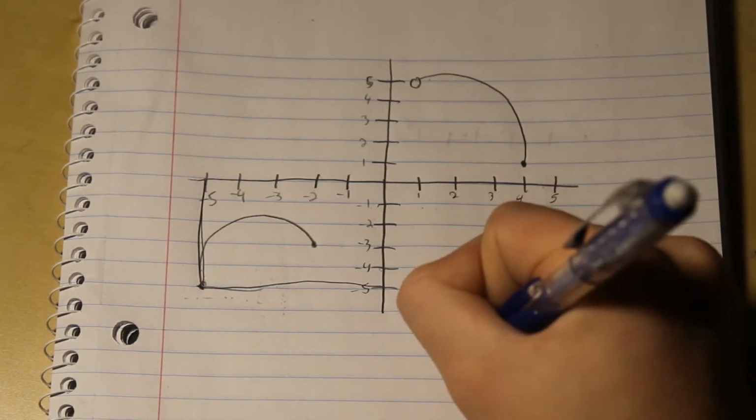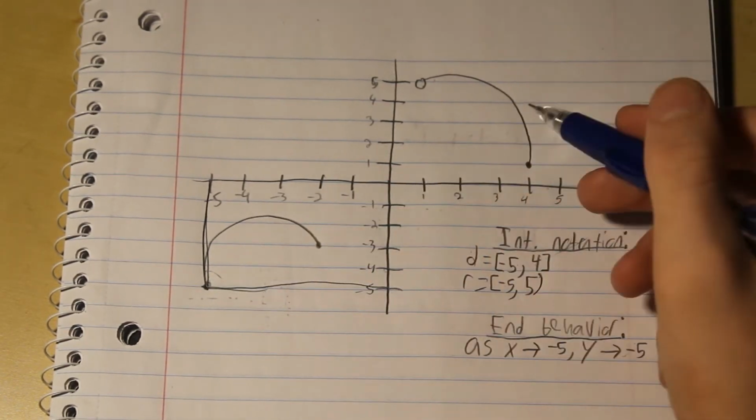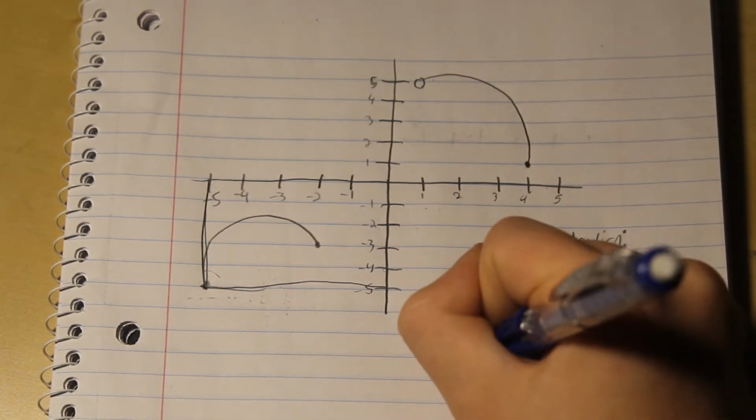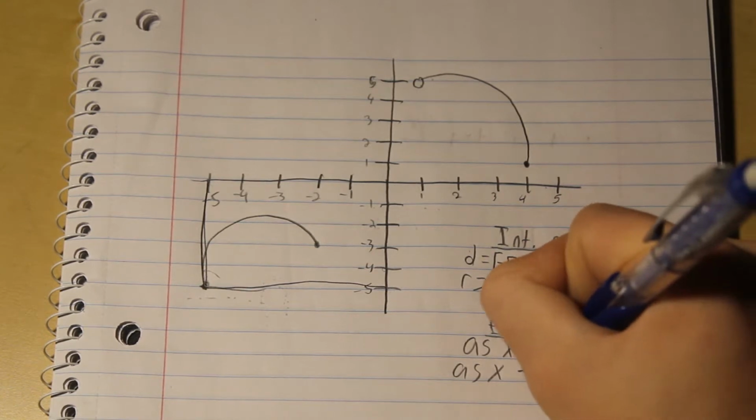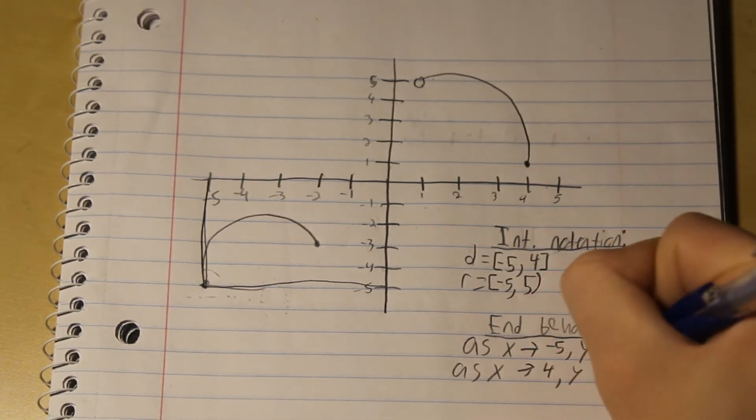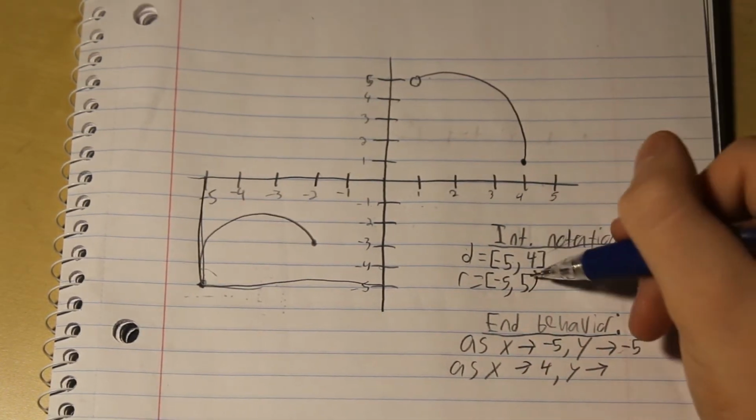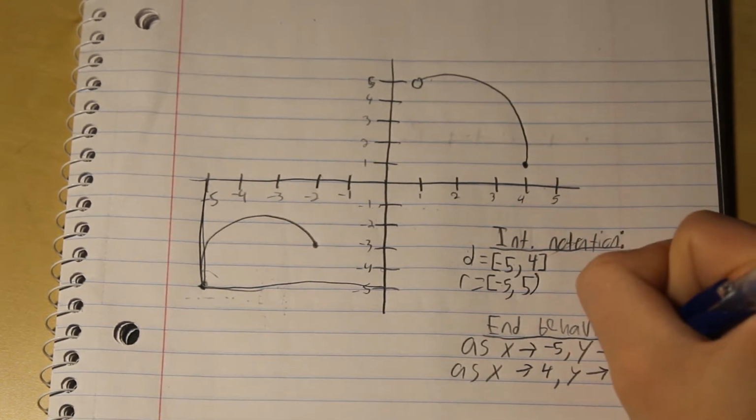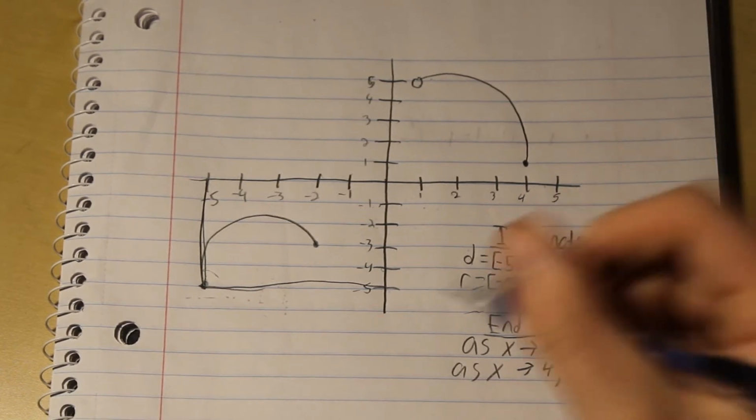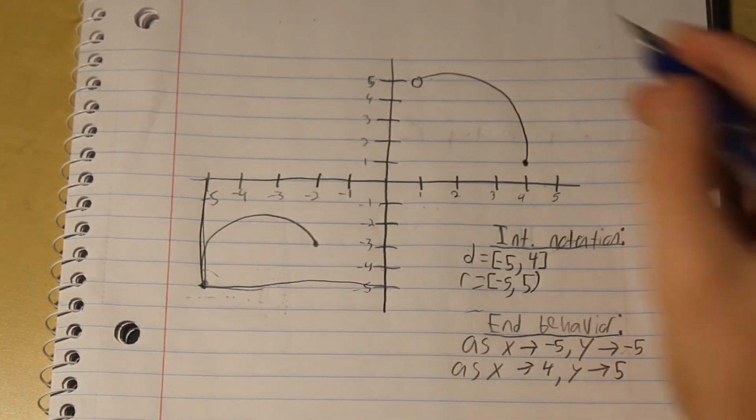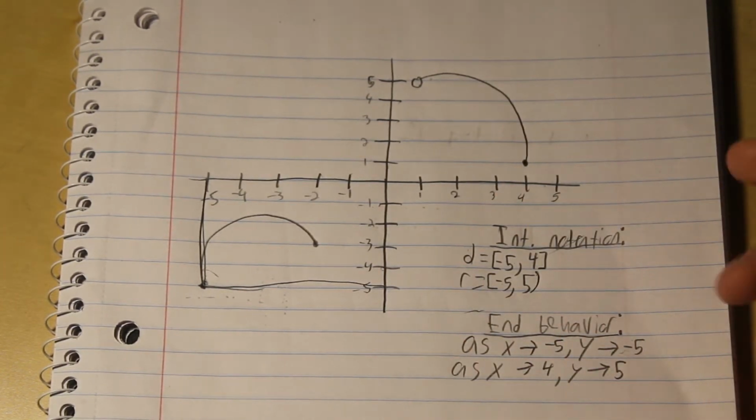And then on the other side of the graph, it would be as x approaches our second domain value, so positive 4, y approaches our second range value, which is positive 5. And that is basically all you need to do for end behavior. It's pretty simple. And I hope this helped.